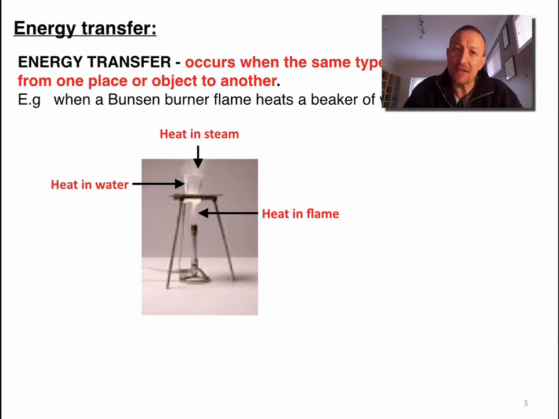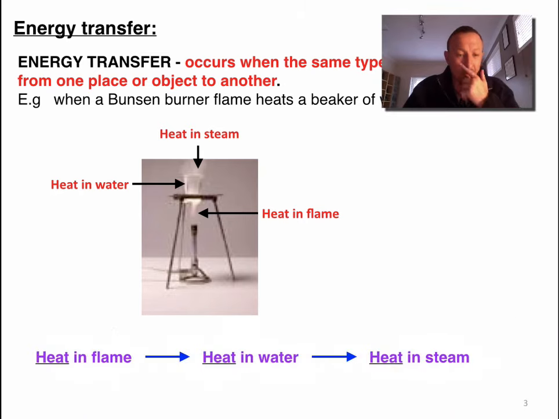Now we can put that into a flowchart, which will look like this. Heat in the flame goes to heat in the water, which goes to heat in steam. Notice it's heat, heat, heat. Same type of energy in all the situations there.